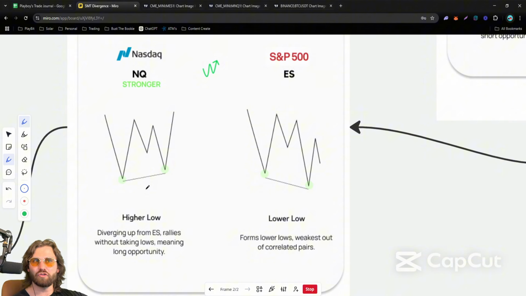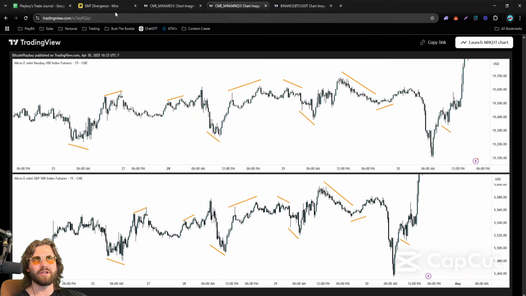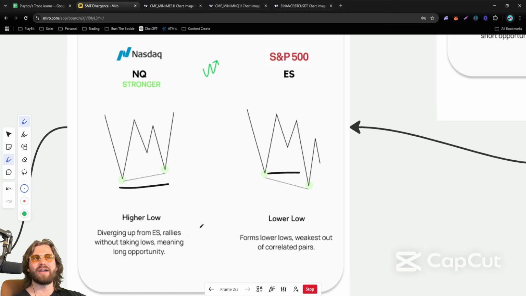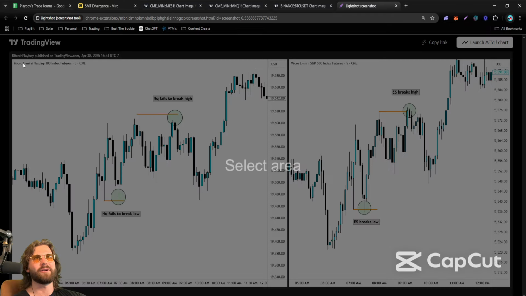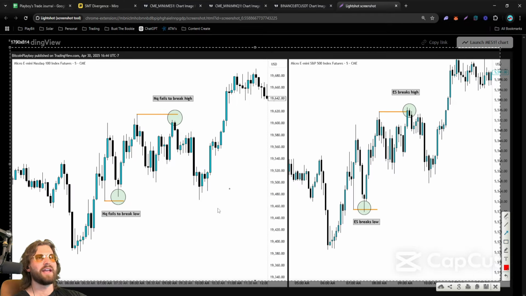So if NQ is stronger, so NQ is not breaking the lows and ES is breaking the lows, we have a divergence. Typically, these move very closely, as I showed you before. In this case, if they're diverging like this, I'm going to show you an example. We have NQ that fails to break its lows right here. So let's look at this. NQ fails to break lows here, but ES does break its lows. What do you think can potentially happen? Well, we know for one that NQ is stronger, and this is the weaker asset as it's breaking its lows. There is a high chance that this will reverse, and there's a high chance that ES will give you a massive reversal.